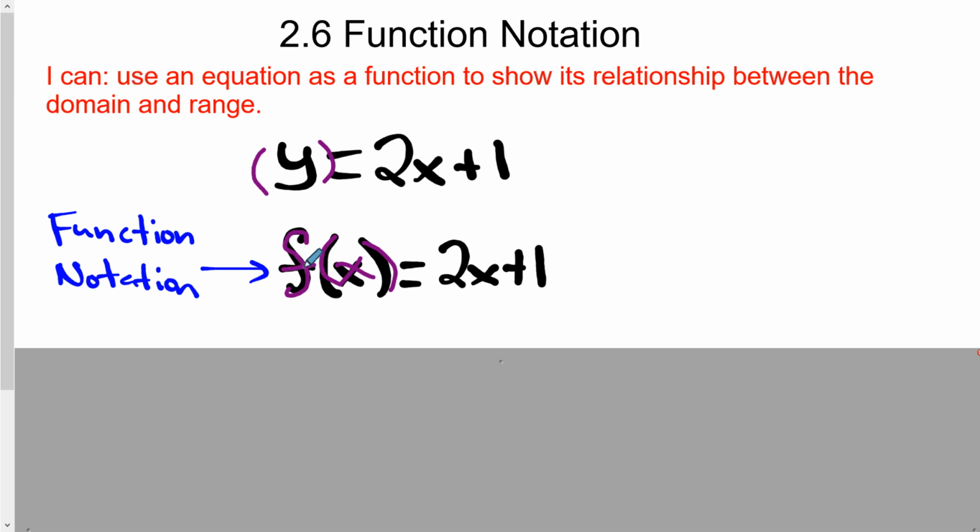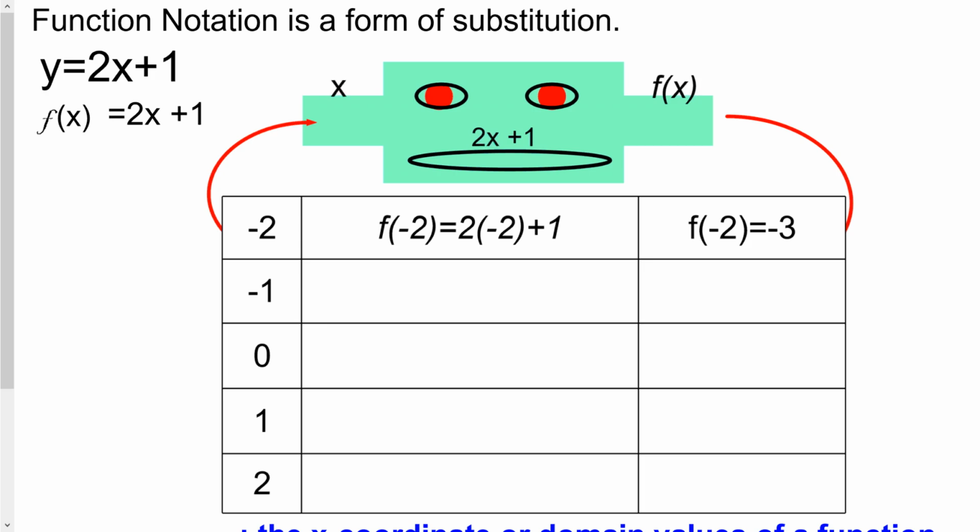Let's see a worked out problem using function notation. You remember Charlie the function machine from in class a couple months ago. Charlie basically takes an x value, an input, and it goes through Charlie, through the function, in this case 2x plus 1, and it comes out as a y value. But remember, we're replacing y with this new notation called f of x. So let me show you what's happening here.